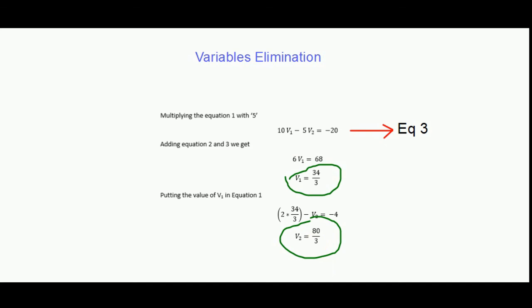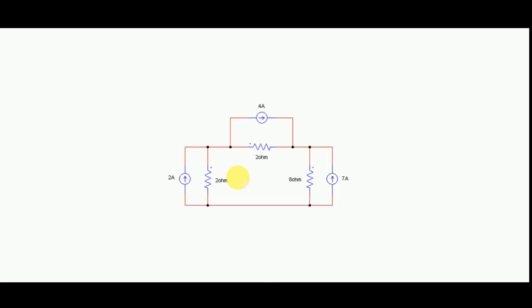So we found the voltages of the nodes. Here we get 24 by 3 and here we get 80 by 3, and here we take it as the reference.